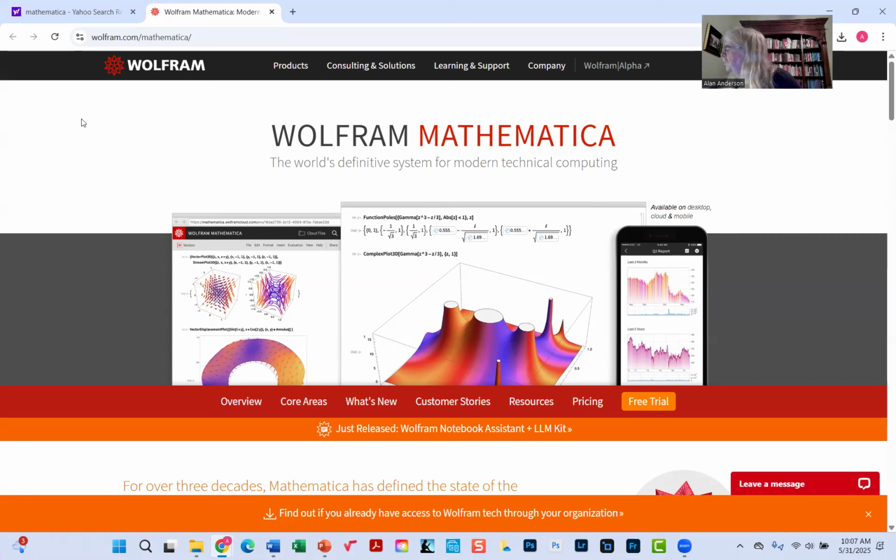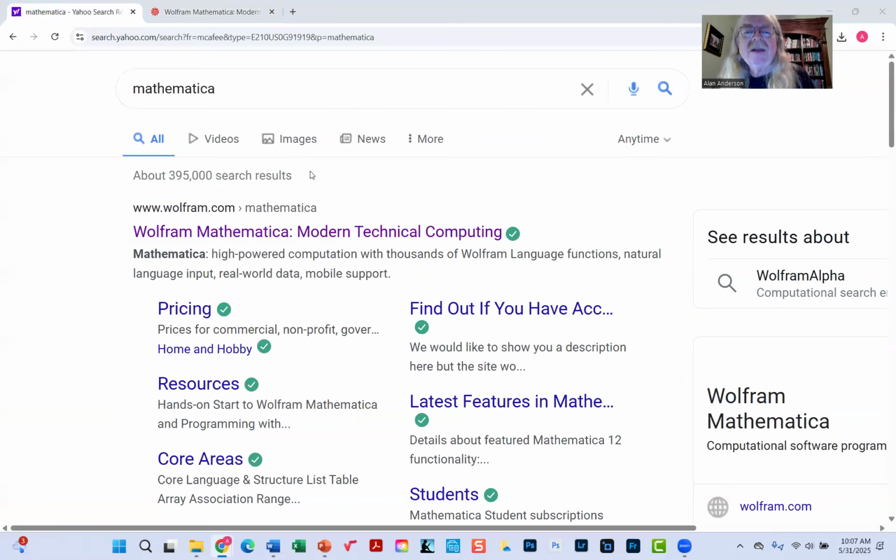If not, if you don't really need it that often, you're probably better off with Symbol Lab because it's really easy to use. All right. Anyway, let's get back to this.